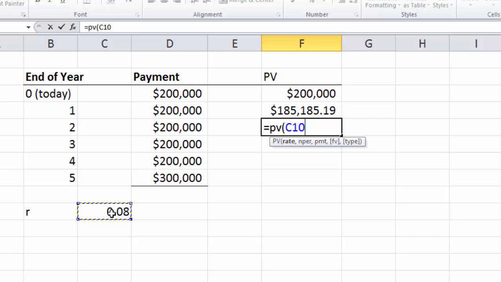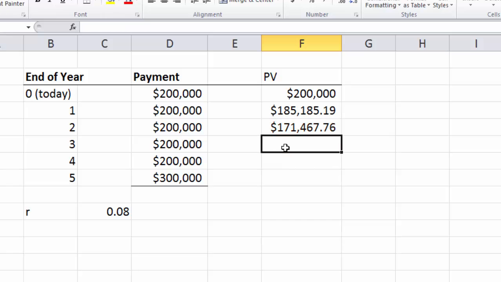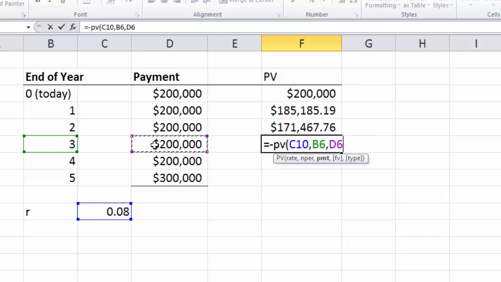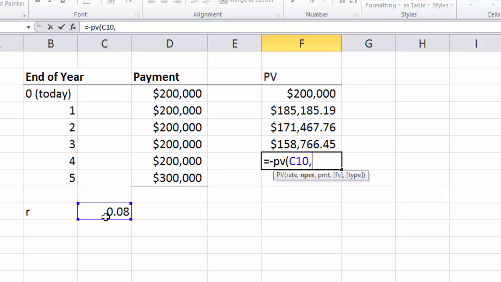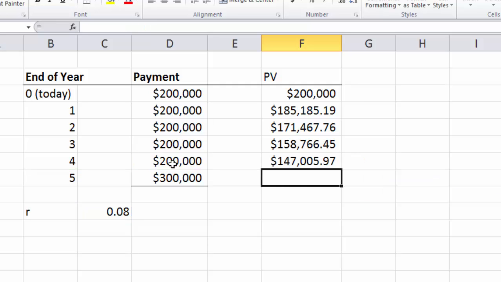Same thing here. Rate's the same. Number of periods is now 2. The payment is still 0. Future value, of course, 200,000. And the type is 0. Oh, yeah, I've got to change the sign. Once again, the third year payment equals negative present value, rate 8%, number of periods is now 3. Payment is 0. Future value is 200,000. Type is 0. All right, let's do that again. Negative present value, rate 8%, number of periods now 4. Payment still 0. We're treating this as a lump sum, so that's the future value, and type is 0.